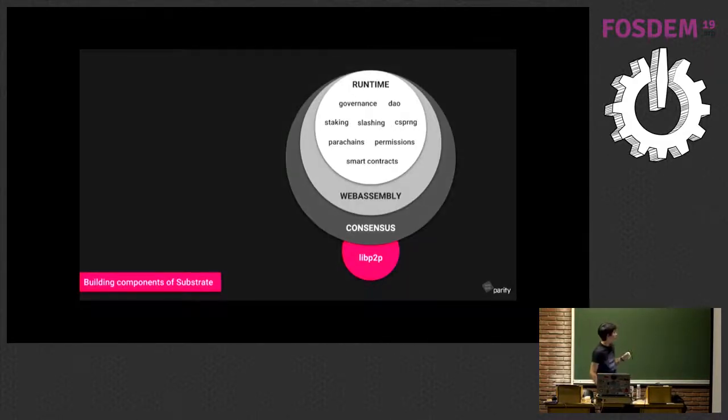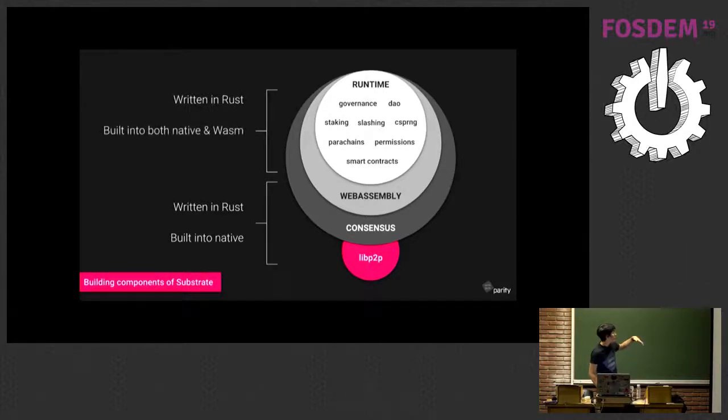So let's look at the Substrate architecture real quick. You'll see at the bottom we have a WebAssembly interpreter, consensus, and networking layers, which are all written in Rust, and they're compiled to the native executable. And at the top we have the runtime, which I mentioned is the state transition function, the main logic of the chain. And this is also written in Rust, but we compile it into both the native execution language and WASM.